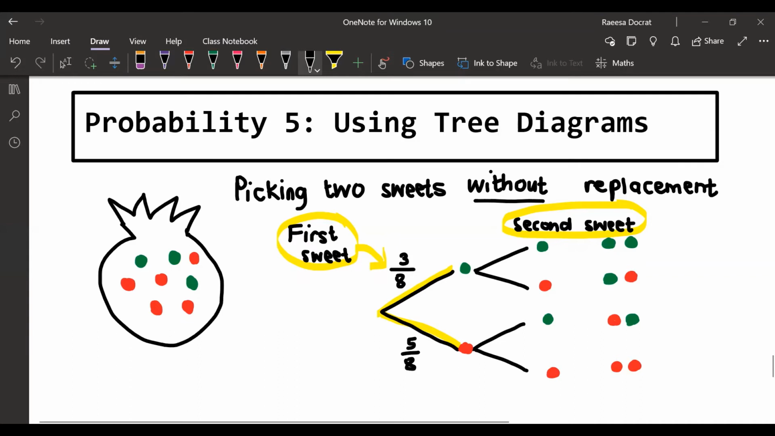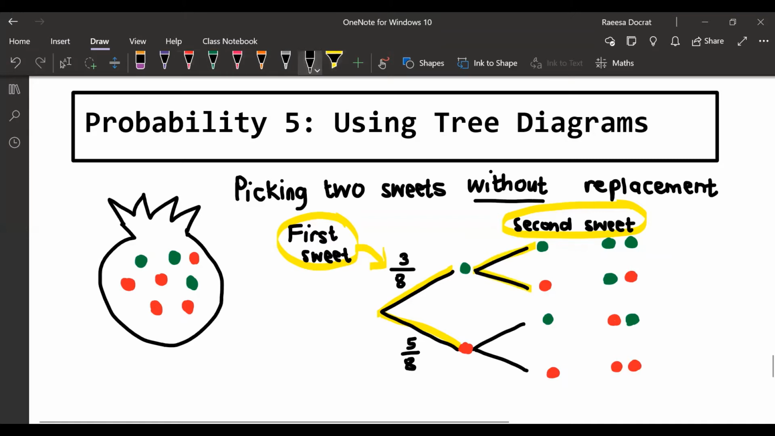Now this one is done without replacement. So let's go through the green branch. Once we've taken out a green sweet, there is 1 less sweet and particularly 1 less green sweet. If we are picking our sweets again, there are 2 options. We could pick a green sweet again, or we could pick a red sweet.